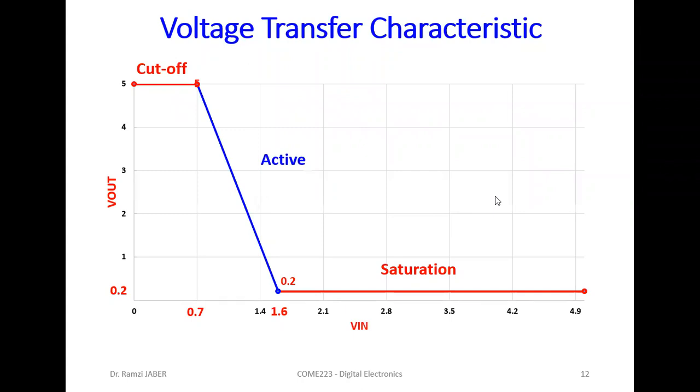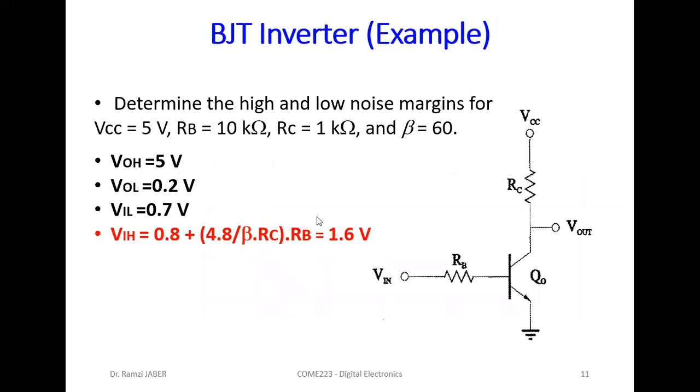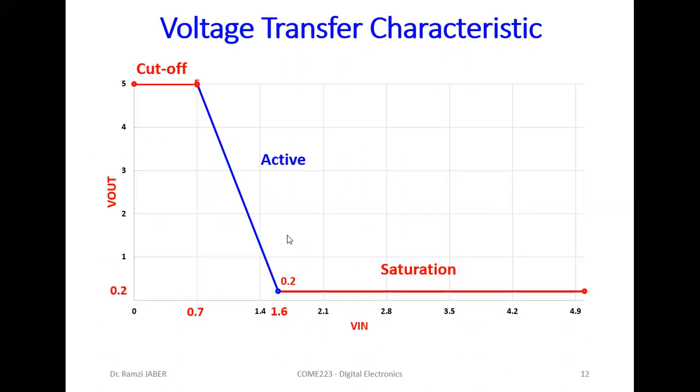So we will draw these values to get this. This is called the voltage transfer characteristic. The input is the x axis, the output is the y axis. Here the input variation and here the output variation. This is called the voltage transfer characteristic for the BJT inverter. Now, after calculating all these values, we want to draw them.